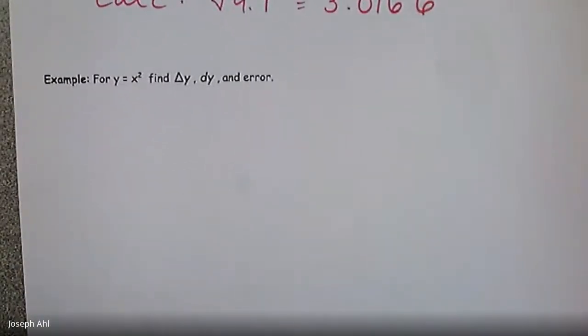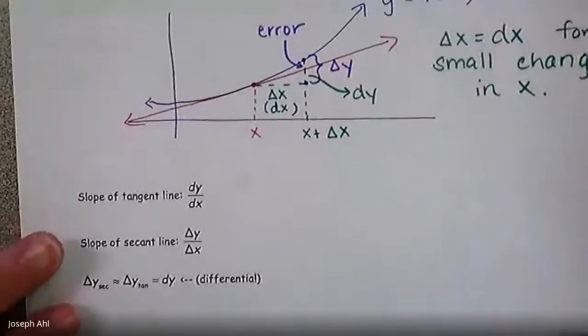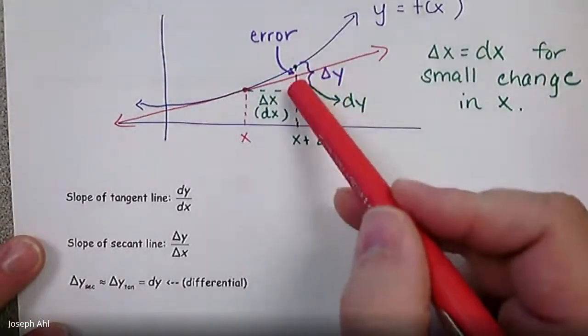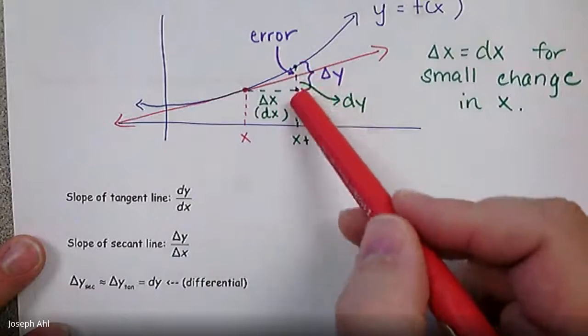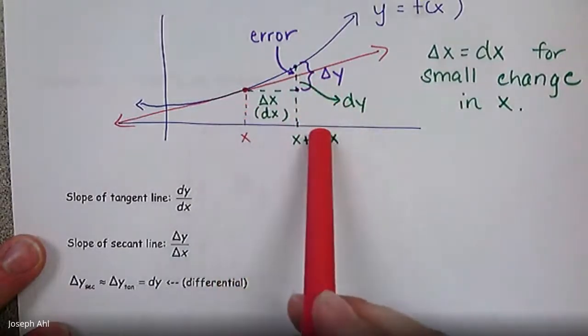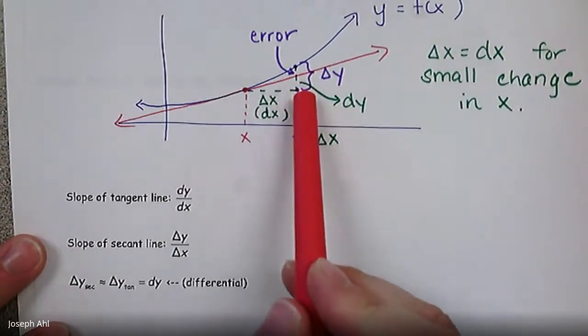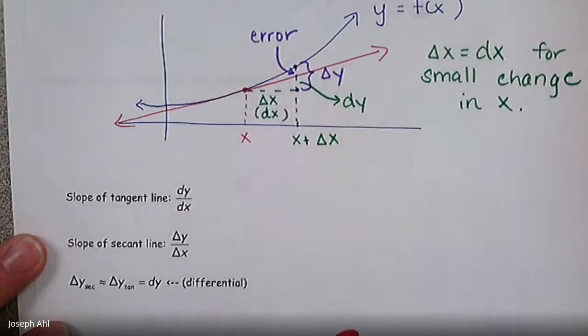All right, here's a different looking example. For this one, for y equals x squared, we're going to find 3 things: find delta y, find dy, and then find the error. I think it would help at this point to look back at the beginning of the notes to see what those 3 things are. Delta y is the total change in the y values between this value of x and this value of x. dy is the differential right here. And then the error is this piece up here.